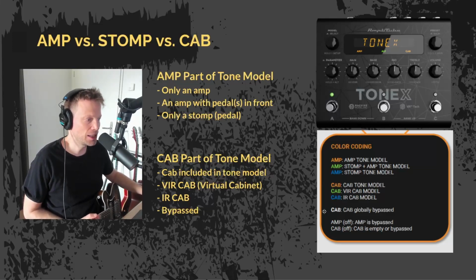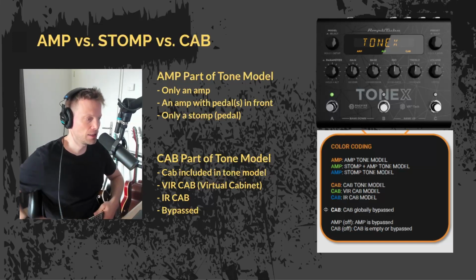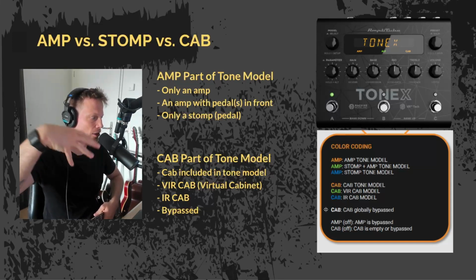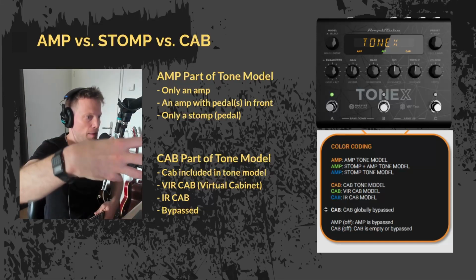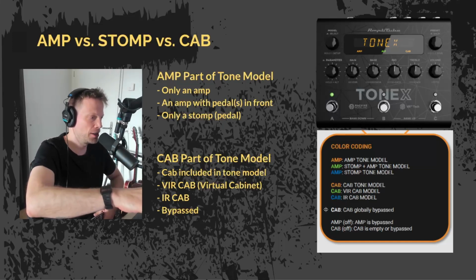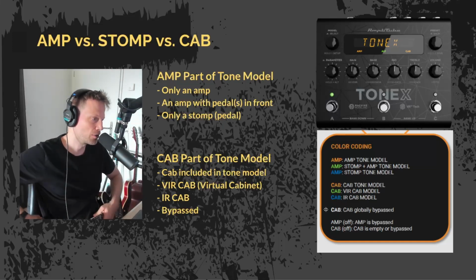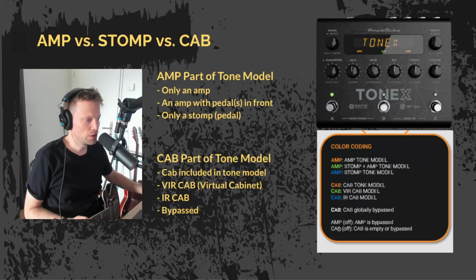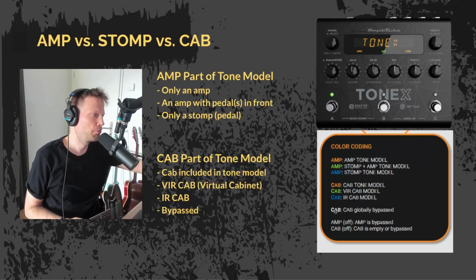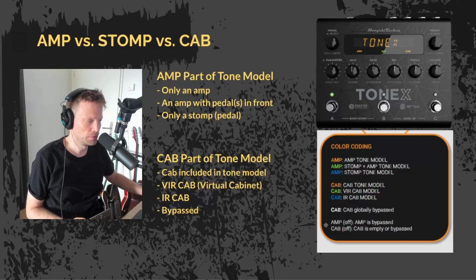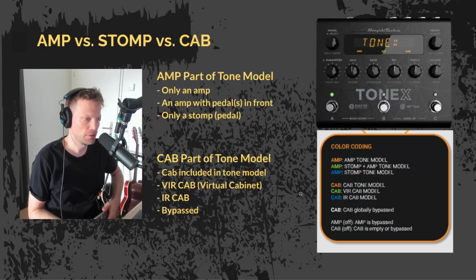And white, if it's set to white, it means the cabinet is globally bypassed. So when is this done? This is done if you go with your Tonex into a power amp or into an amp and then into a real guitar cabinet. Then you don't need the cabinet simulation from the pedal. Also, if it's white, it means on every preset it's turned off. If it's just not visible, then it means only on the current preset it's turned off. Also the amp part, if it's not visible, it means only the cab part is active.